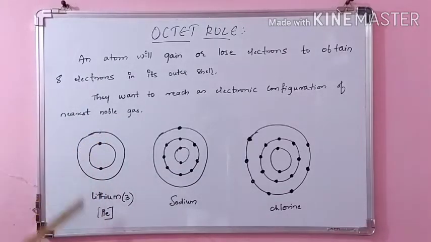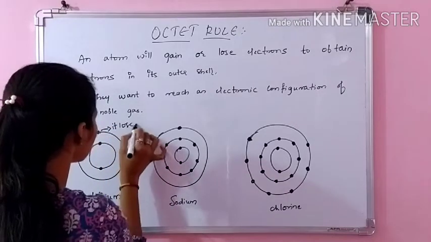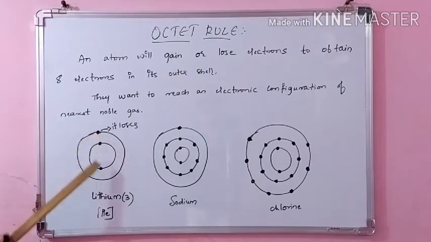So it loses this electron. You can say an atom will gain or lose electrons. Here it loses the electron to get stability. Clear? This is in the case of lithium.